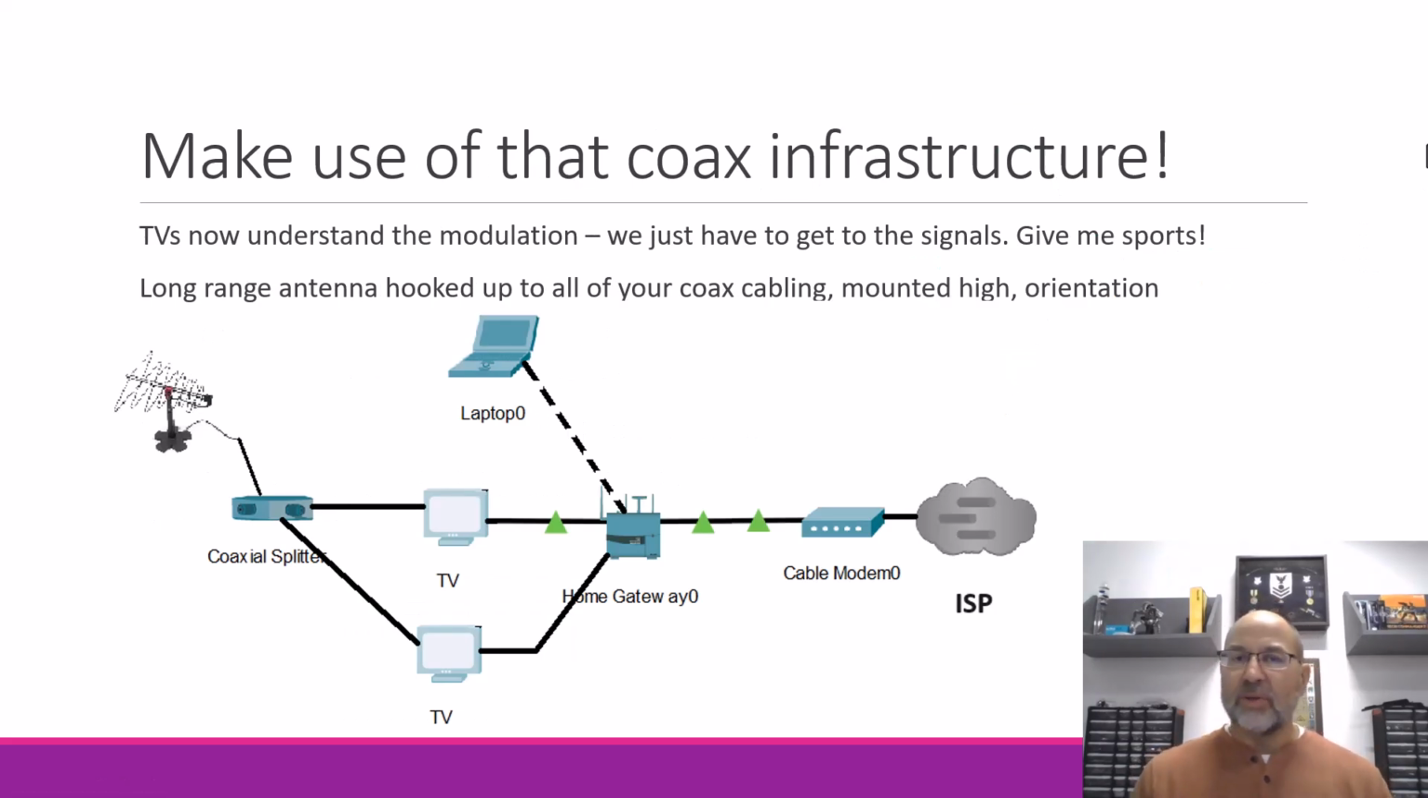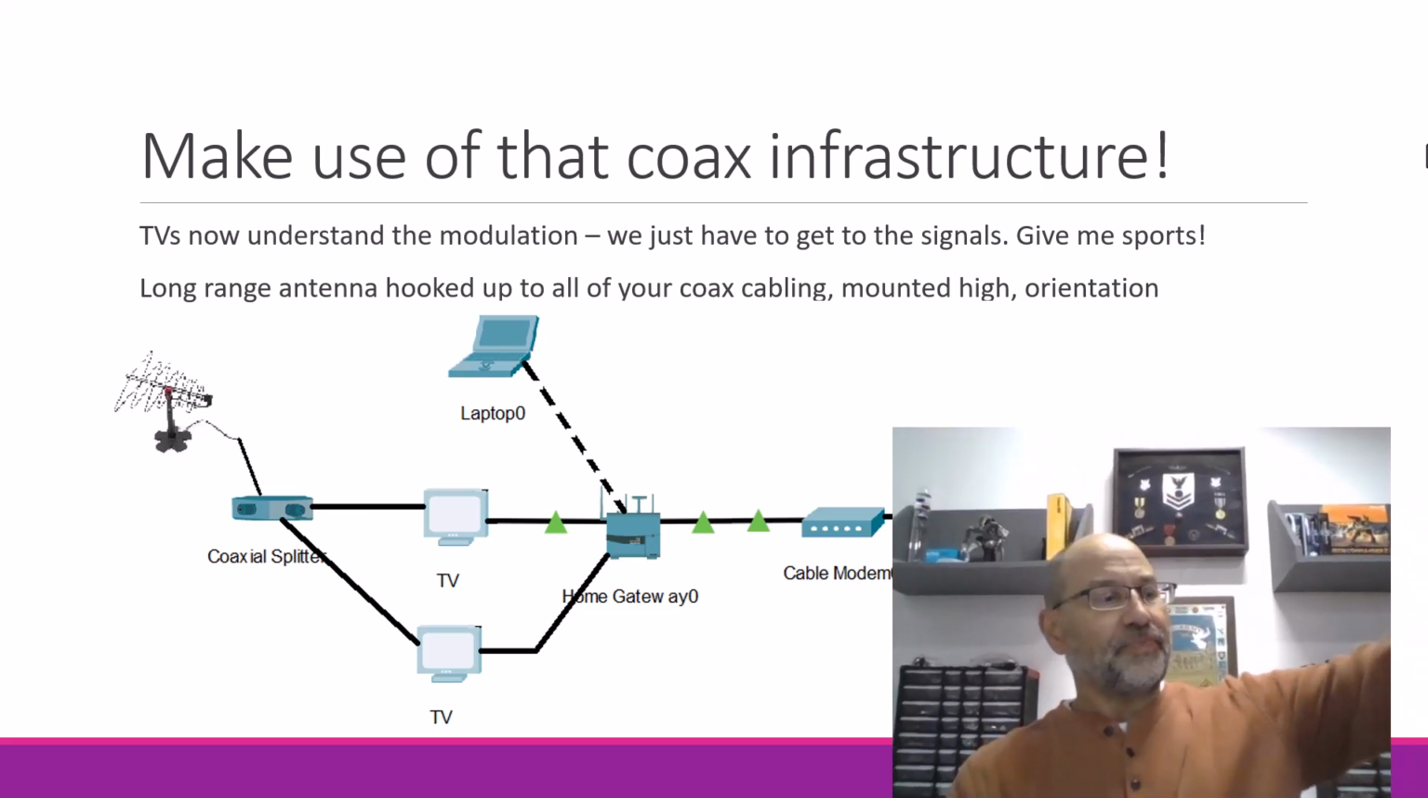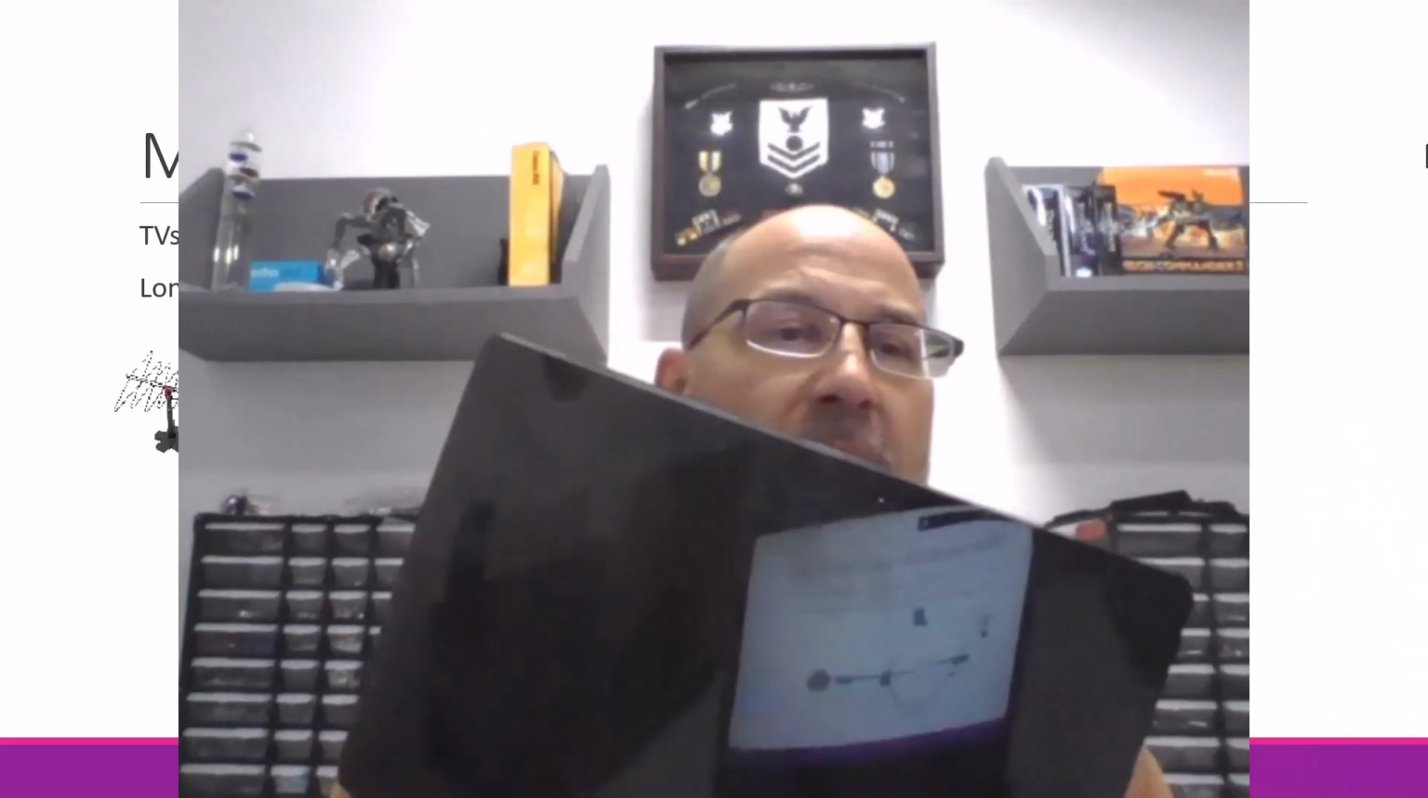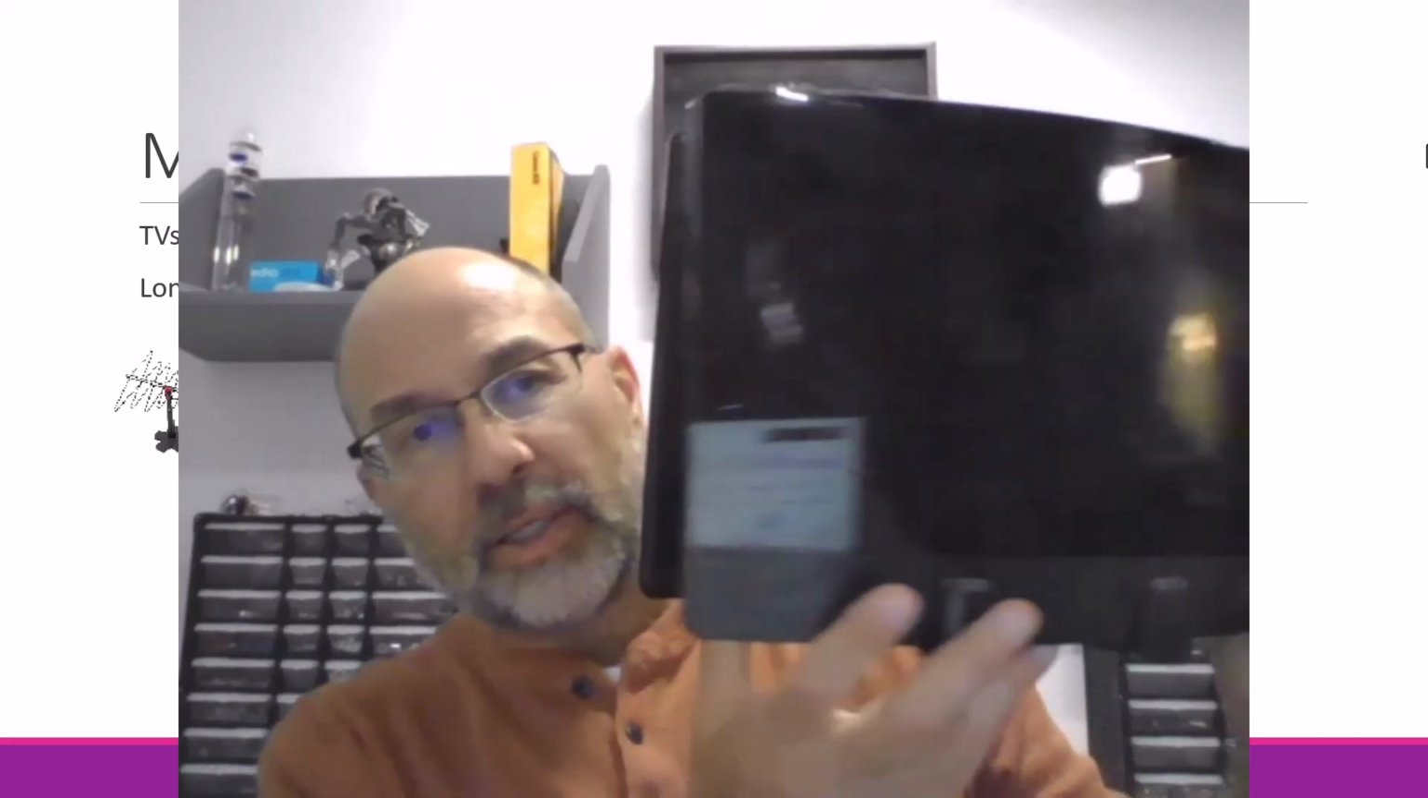Since TVs now understand the digital modulation of the broadcast signals coming through the air, we just have to get to the signals. And for us, we like to watch sports when they're broadcast. A lot of times they're on a streaming service that we don't have, or they're blacked out. So sometimes we can get a hold of the games and things like that that we want. For us, that's, go Bills. So what we're going to do is get a long-range antenna. And for me, that ends up looking something like this. Show you a couple of views there.